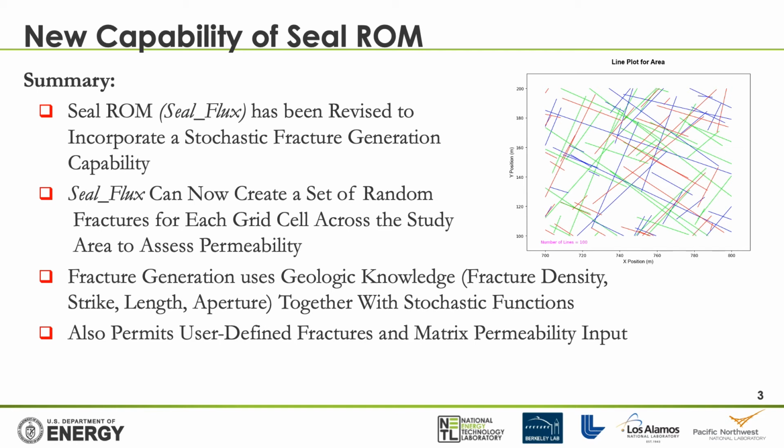Also in the model, we can include user-defined fractures and matrix permeability, so that in the event that we see a feature we need to add into the network or define throughout the study area, we can add that. We can also include a matrix permeability, which, when there are no fractures or very few fractures, will be added with the fracture permeability to compute a total permeability for the area.